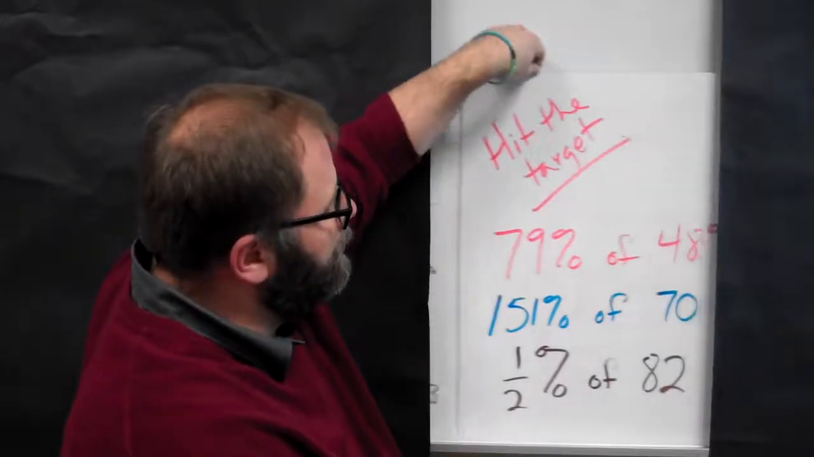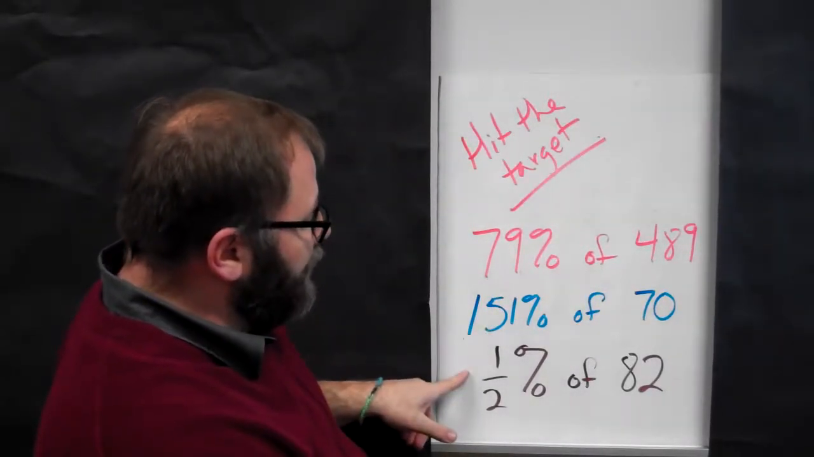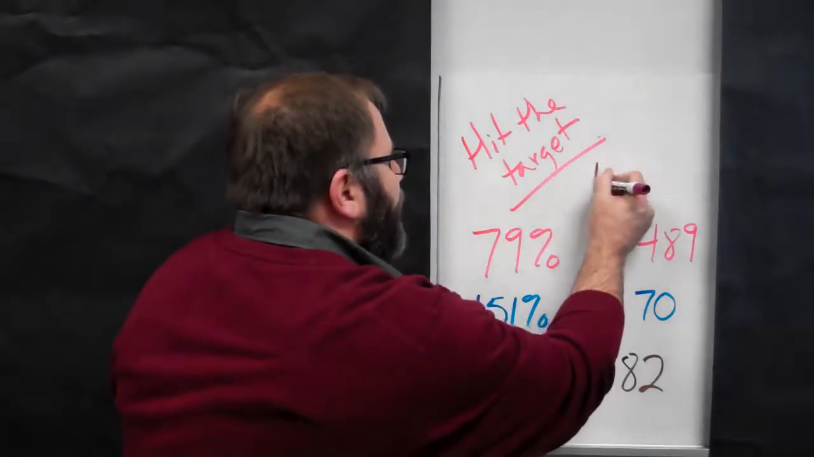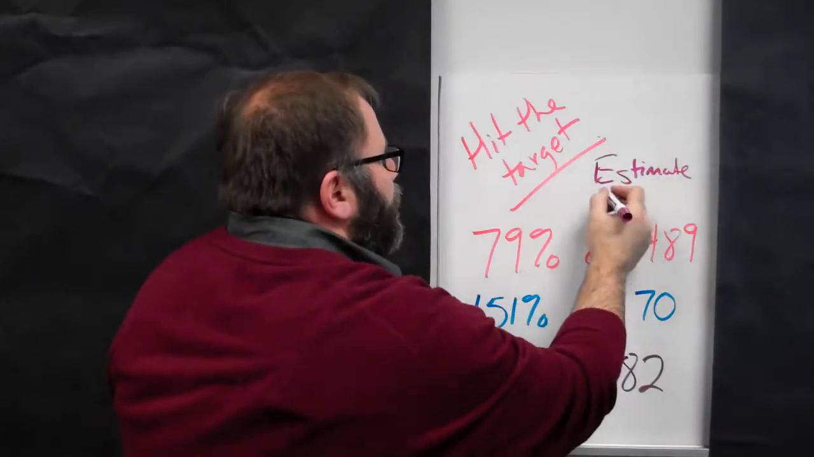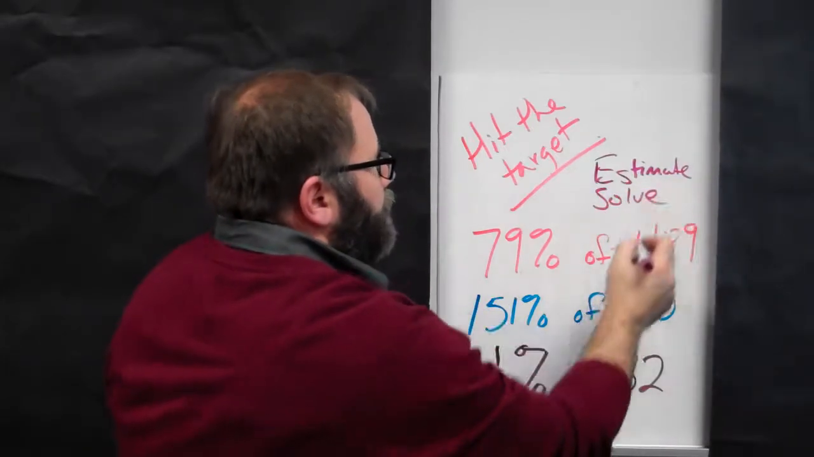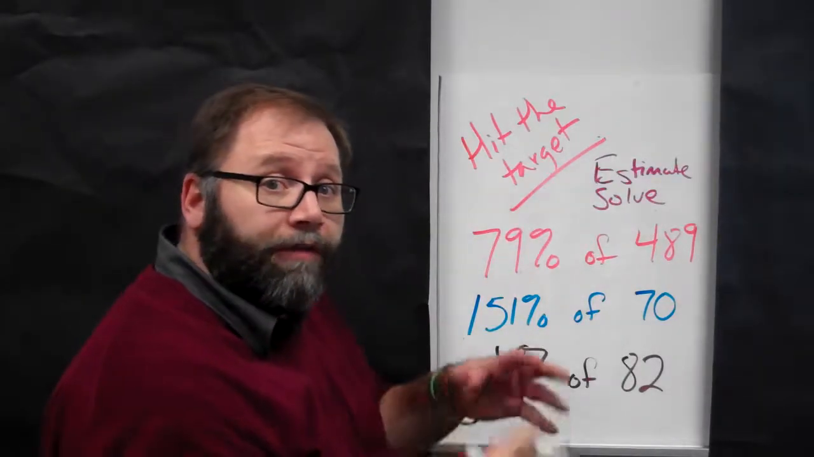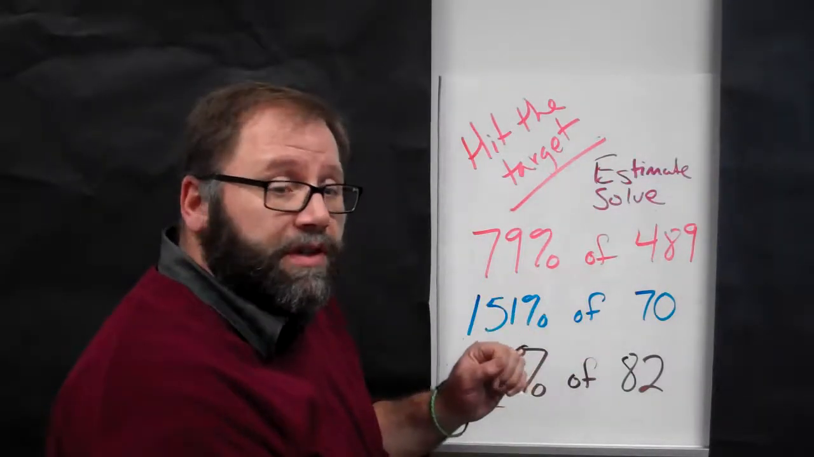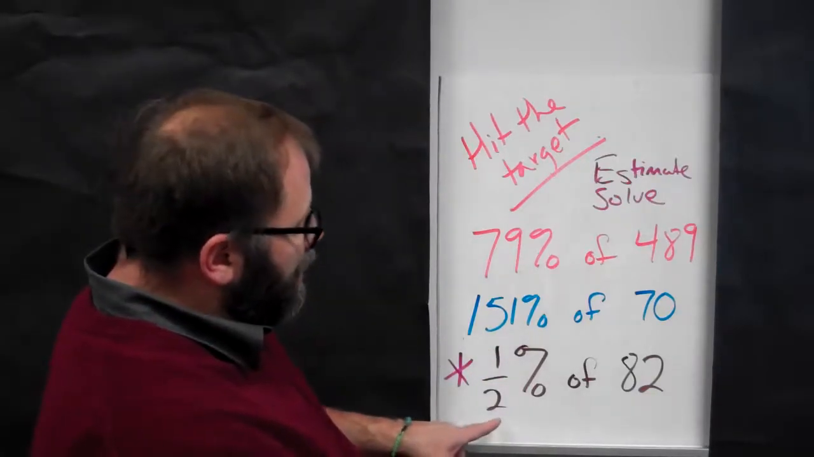Now, can we hit the target? Can you estimate the value of each of these three? First estimate, then solve, and then compare the two. If they're close, you're on. If they're off, there's a piece that's missing. And your challenge is right here. We didn't talk about this, but give it a try.